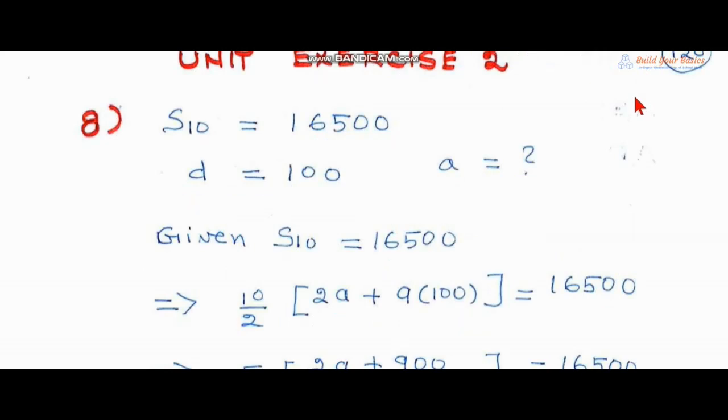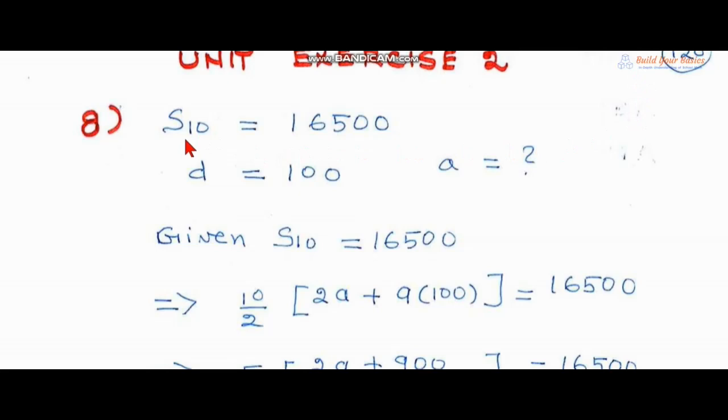Unit exercise 2, sum number 8. A man saved 16,500 rupees in 10 years. In each year, after the first, he saved 100 rupees more than what he did in the preceding year. How much did he save in the first year?